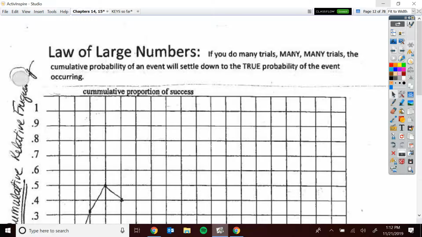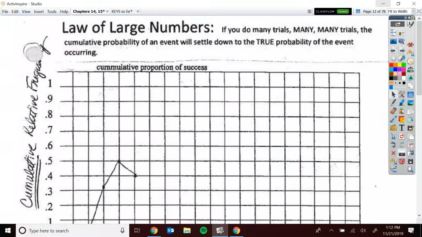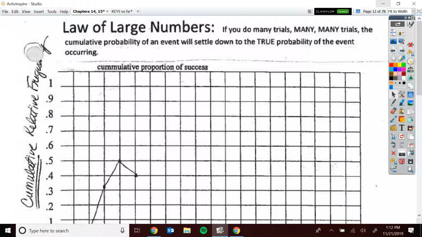All right, so we're going to start out this lesson with an activity. We're going to learn about this thing called the law of large numbers. It's actually very important that you know this theory or this idea by name. So I'm on page 8, and we're going to talk about the probability of getting heads and the cumulative probability of it.